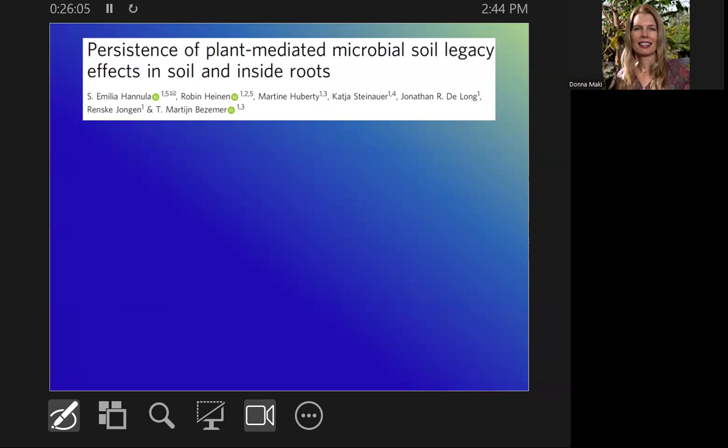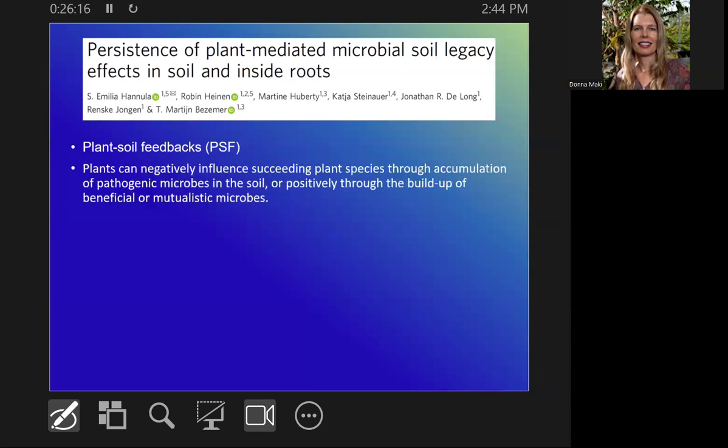So this one was just a few years ago. This is a 2021 paper. So that's the plant soil feedback now. That term is starting to be more common in the more recent papers.